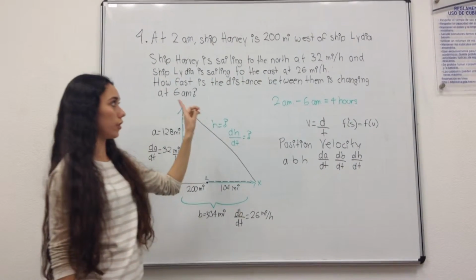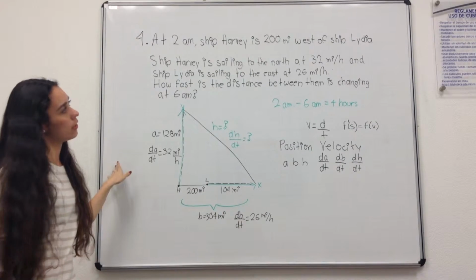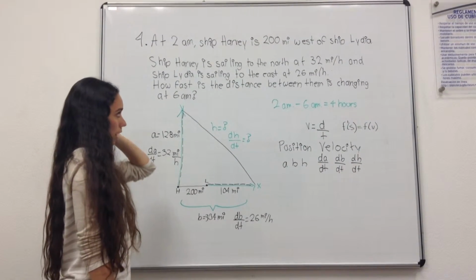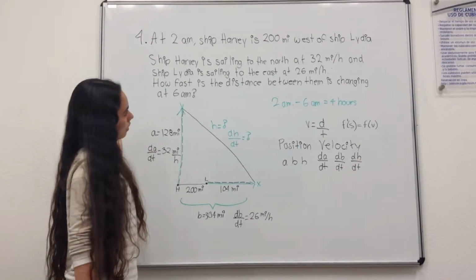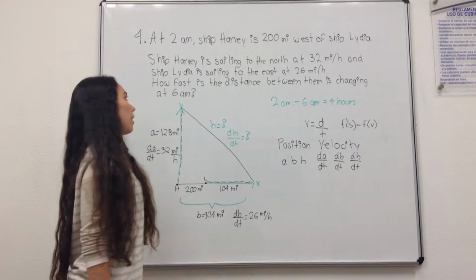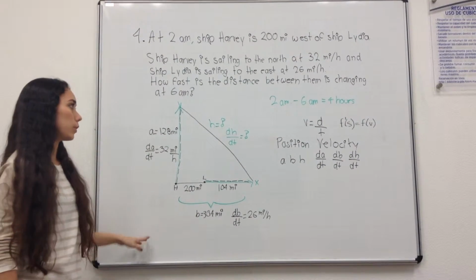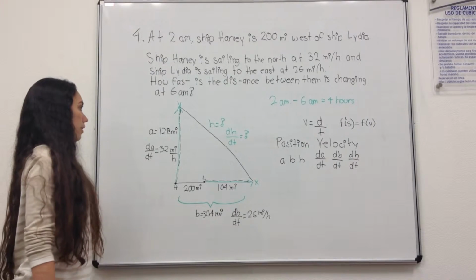200 miles west of Ship Lydia. Ship Harvey is sailing to the north at 32 miles per hour, and Ship Lydia is sailing to the east at 26 miles per hour. How fast is the distance between them changing at 6 a.m.?